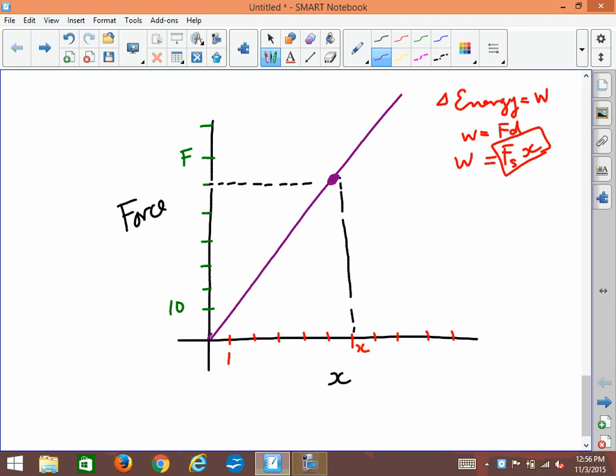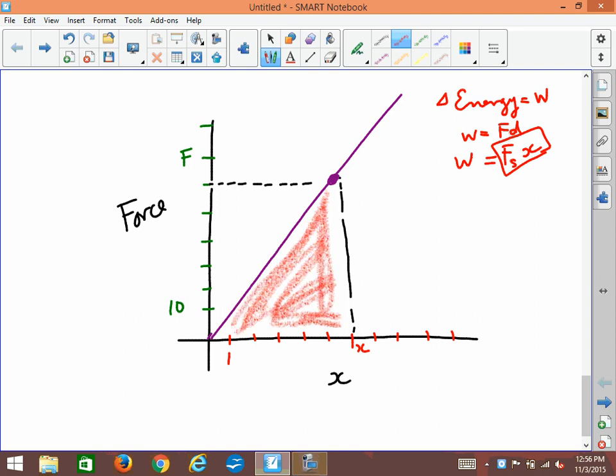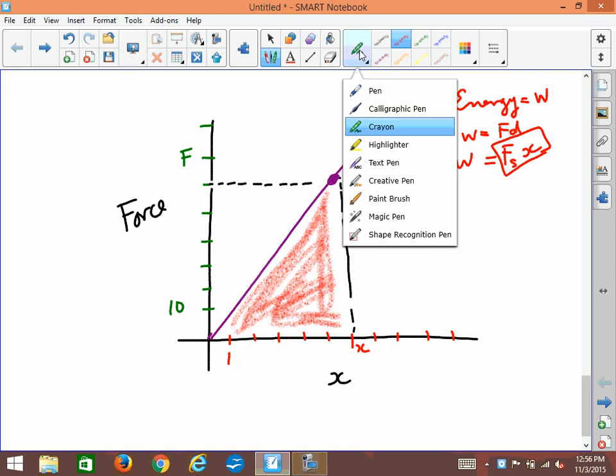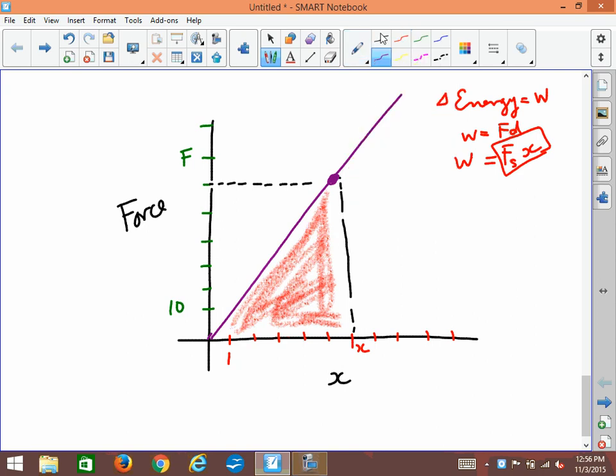Let's say we wanted to figure out the area under the curve, the area in here. Well, to do that, it's a triangle shape. And to do the area under this curve, area equals 1/2 base times height.